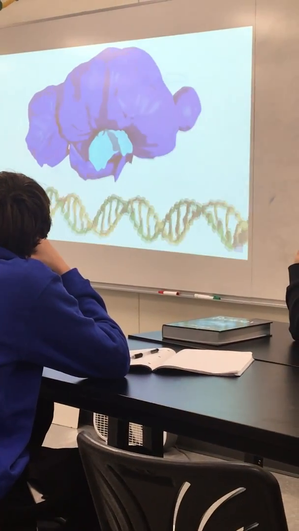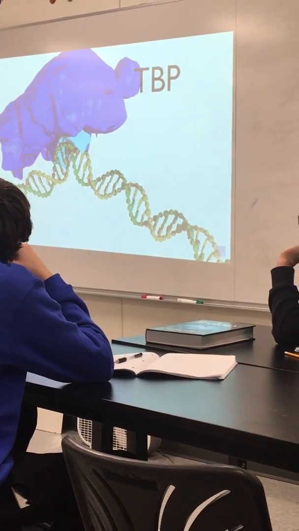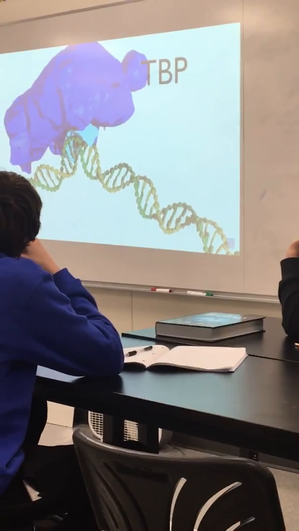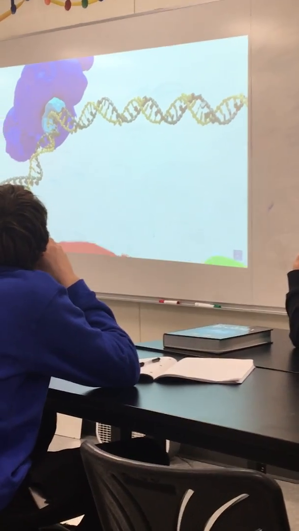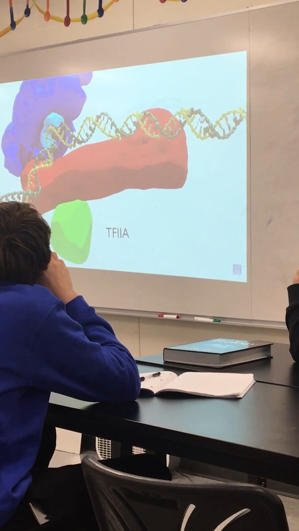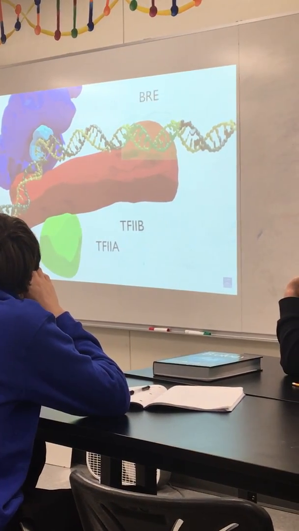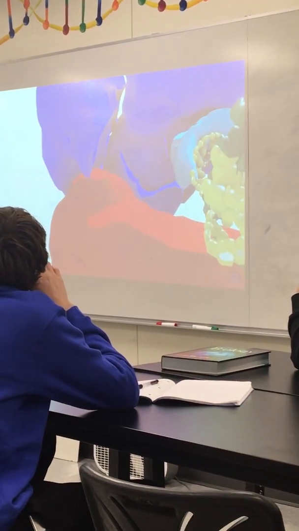This key subunit is known as TATA binding protein, or TBP. The TBP subunit induces profound bending of the DNA. Binding of TF2D is followed by the binding of TF2A and TF2B. TF2B binds to the core promoter element called the BRE, as well as contacting TF2D.